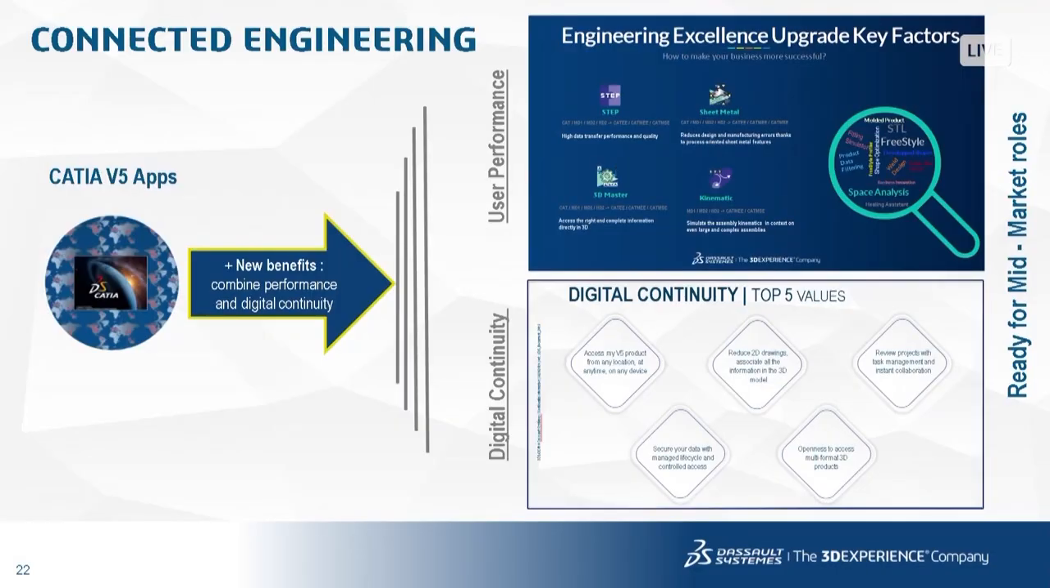So essentially, connected engineering, you've got your CATIA V5 apps, you've got new benefits which combine on two axes essentially. One on the performance axis because of the increased and extended functionality that you've seen. And the other, by storing your information on the cloud, you have the digital continuity, which ensures that your project is shared as a single source to every participant through the 3DEXPERIENCE platform.